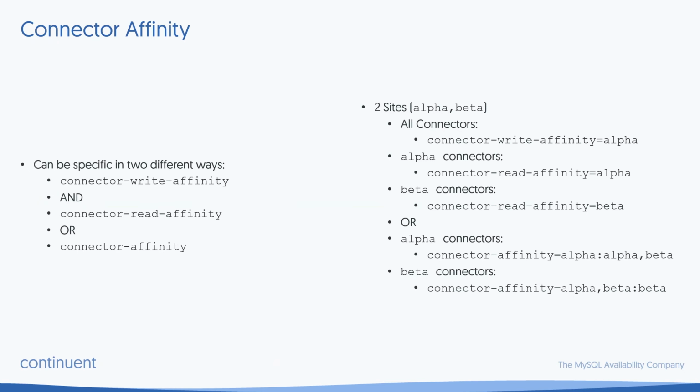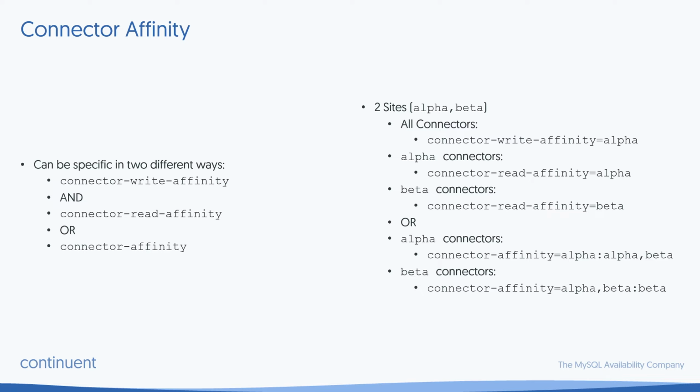As I showed you on the previous slide with the write affinity and the read affinity, you can also have one single connector affinity line which defines all of those rules. Here we have an example with 2 sites, alpha and beta. For the alpha connectors, the write affinity would be alpha and the read affinity would be alpha. For beta connectors, the read affinity would be beta.